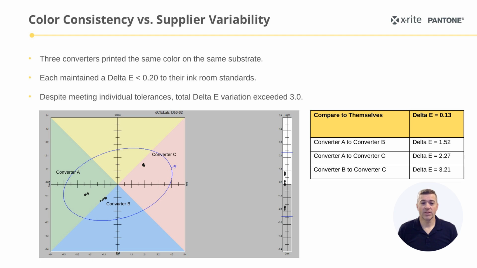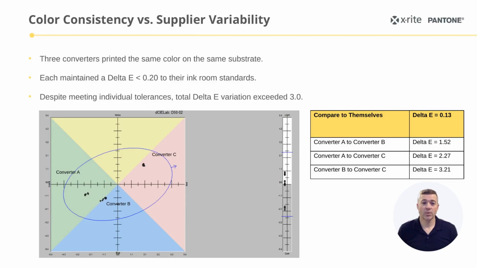Let's take a look at real data from actual suppliers working with a consumer goods company. We analyze the exact scenario we just discussed. In this case, three different converters were aiming for the same target color. While each was close to the original standard, their results varied in different directions. Each converter established its own press standards based on what their ink rooms could achieve. Individually, their average delta E to their standard was quite low, meaning they maintained tight control over their own processes.